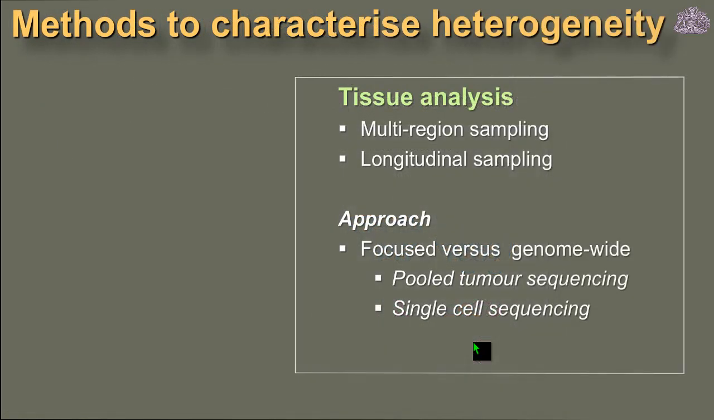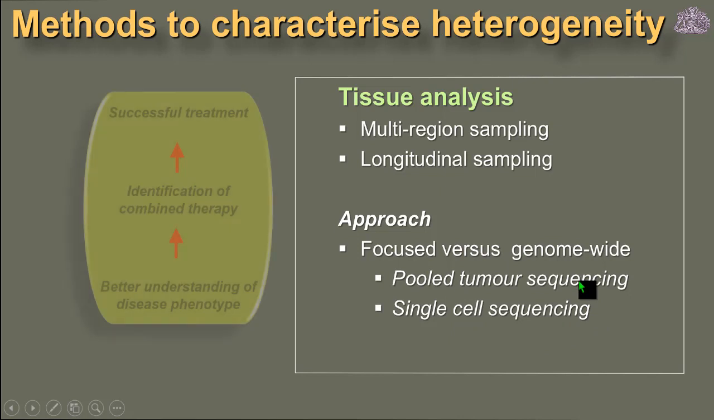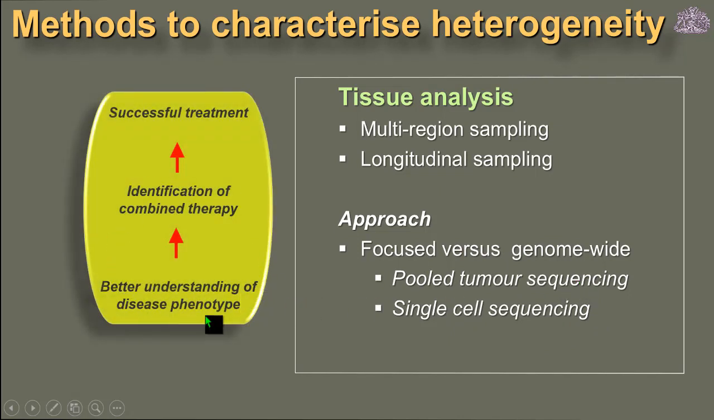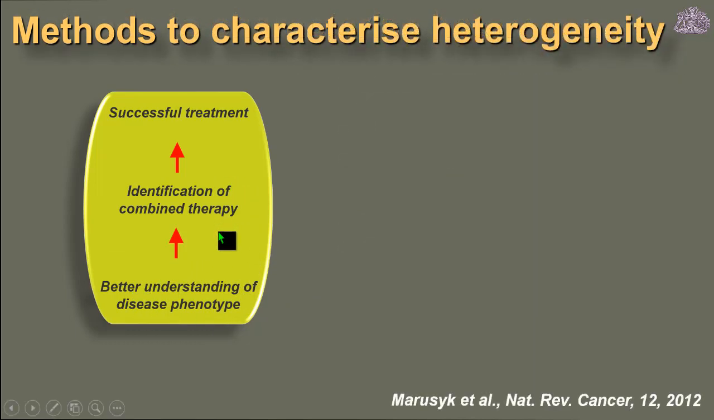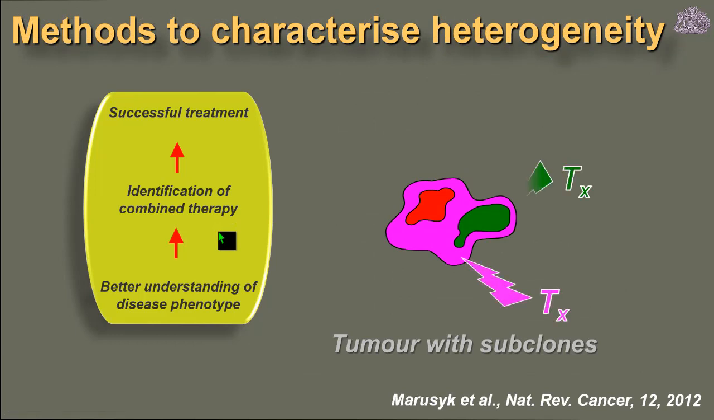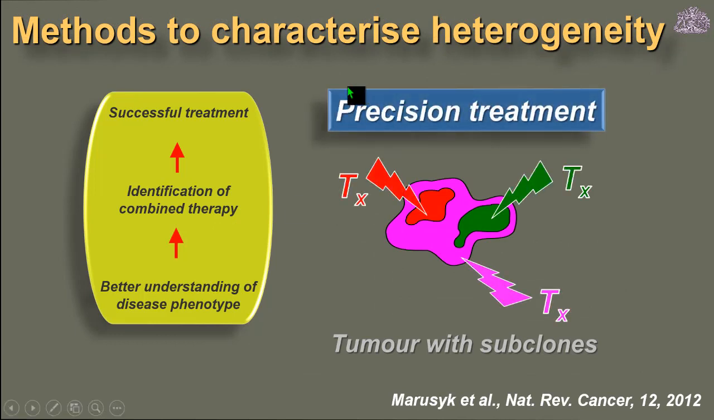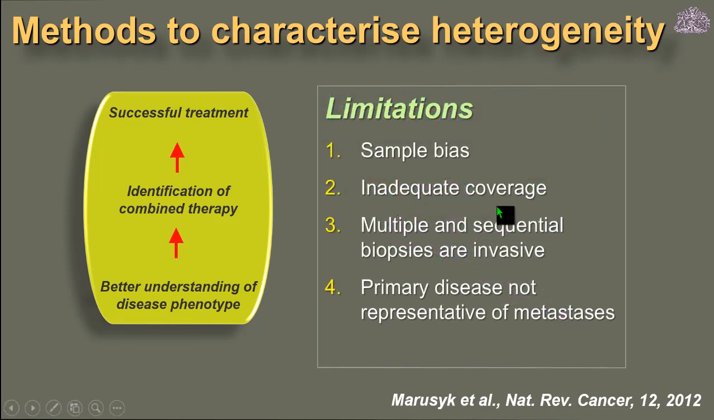tumor resistance. So how are we able to characterize heterogeneity? Well, the most widely used technique at the moment is tissue analysis, either by multi-regional sampling or by longitudinal sampling, meaning repeated biopsy in a patient, and then you put them through either focused or genome-wide sequencing. And the idea is that if you can better understand the disease phenotype, you can find the best combination of treatment that can target the different subclone populations. And this brings us to the concept of precision medicine.